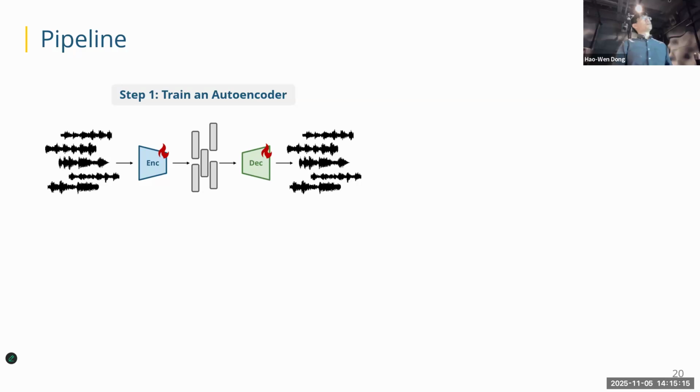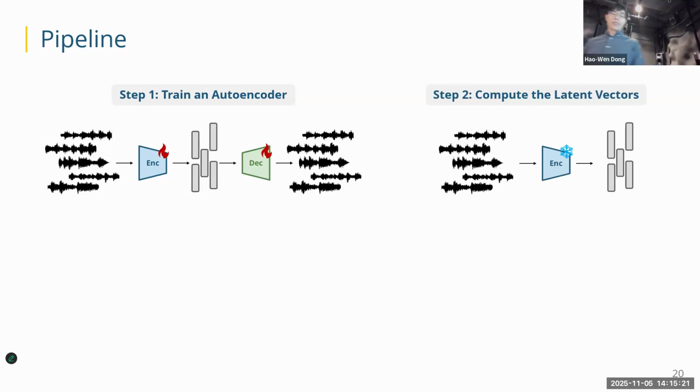First, you train an autoencoder. So think about you train a codec, like a neural MP3, and you turn everything into that neural MP3 representation.